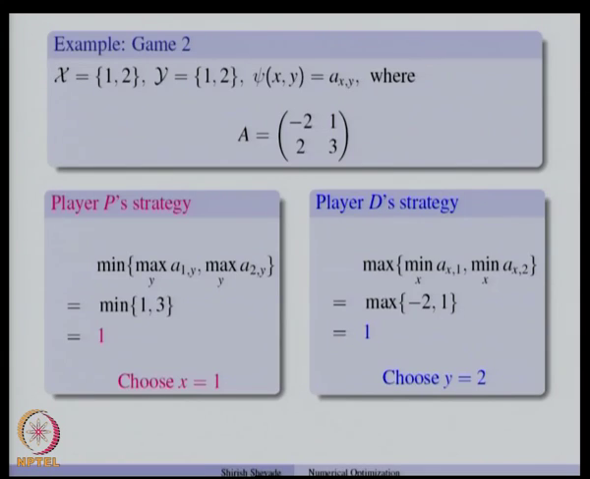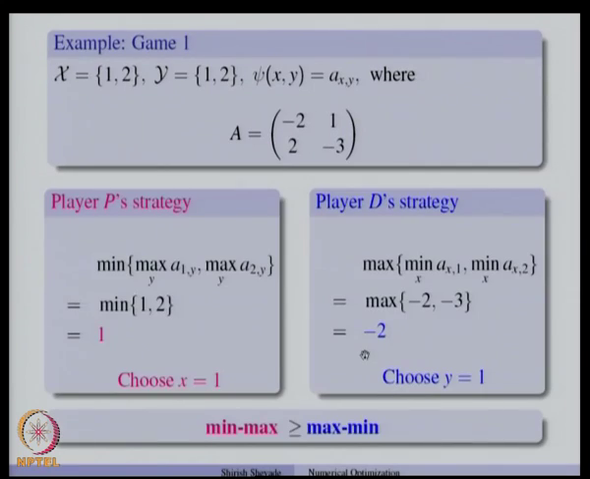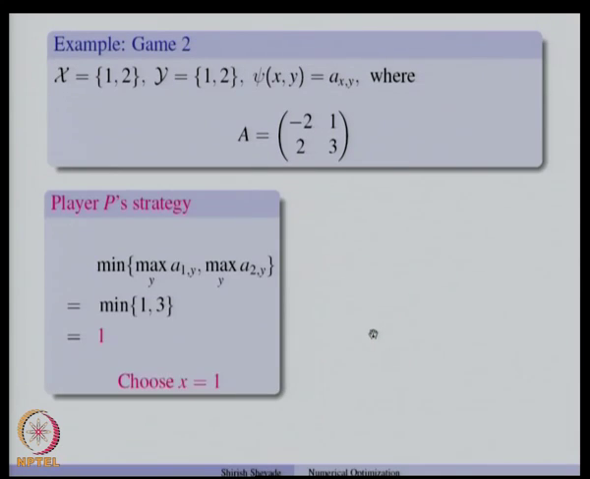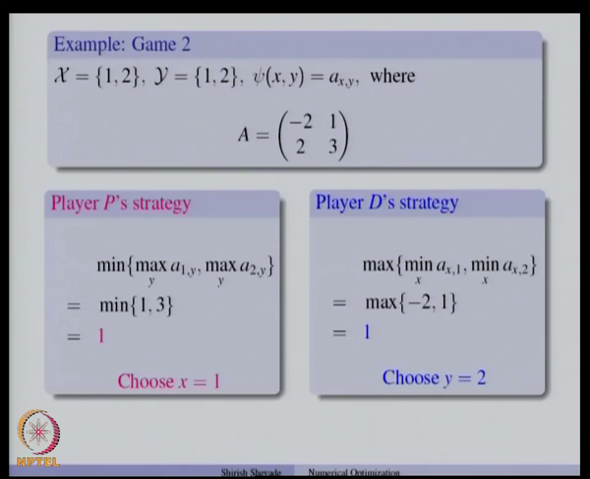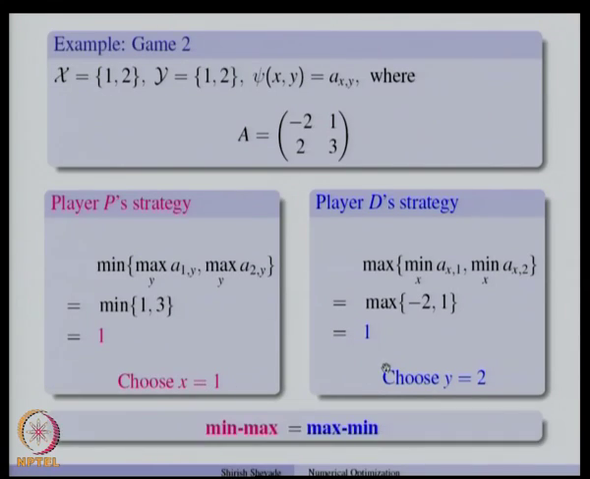But interestingly, this game is different from the previous one in the sense that the payoff that player P has to pay and the amount that player D receives are both the same. So, this is different from the game that we saw earlier, where the min max and the max min values were different. This is a game where the min max and max min values are the same, and it is said that the game is in equilibrium. That means that no player can gain by moving away from these strategies, and this is the situation where min max equals max min.